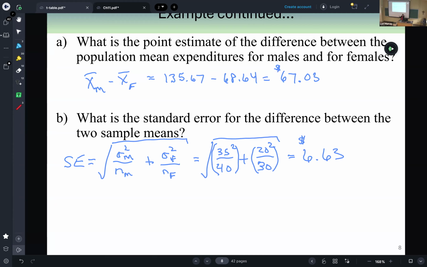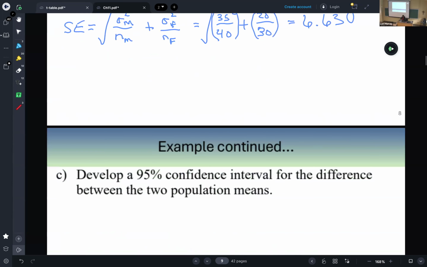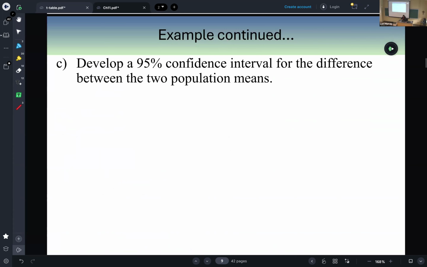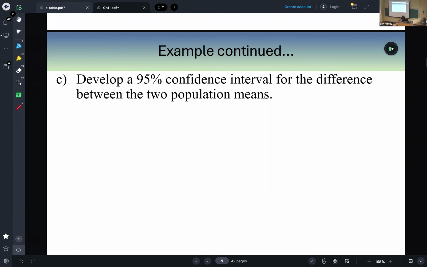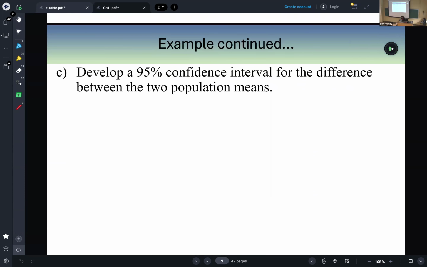$6.63. Could have rounded to more, with 0 the next digit. If it says round to 3, then just add that. And then we can put it all together and have the 95% confidence interval. So we're going to use this. This is for the difference between the two population means, mu M and mu F.